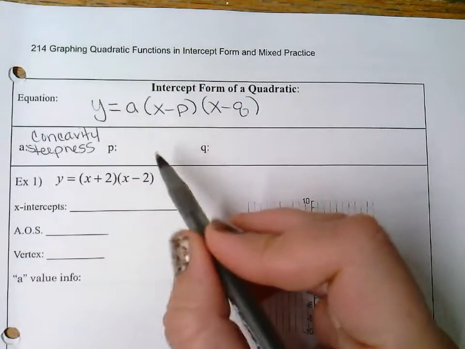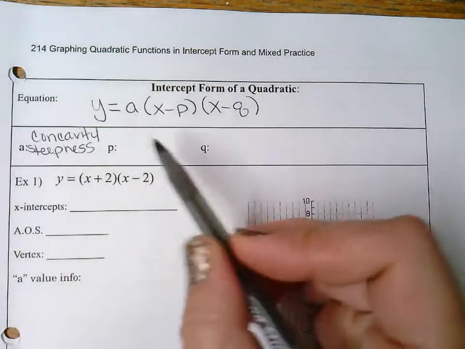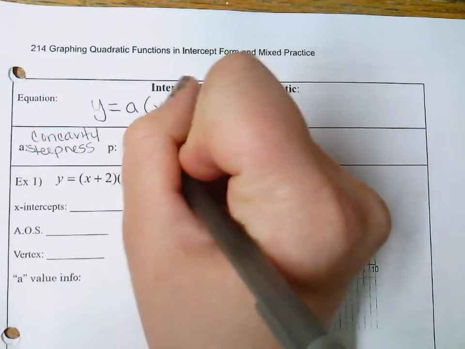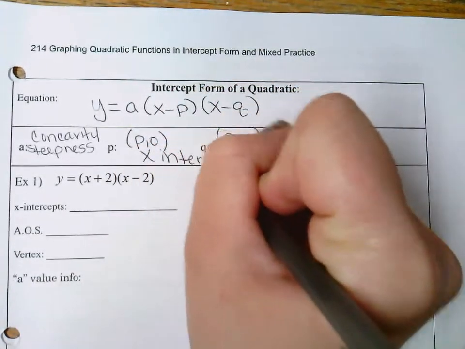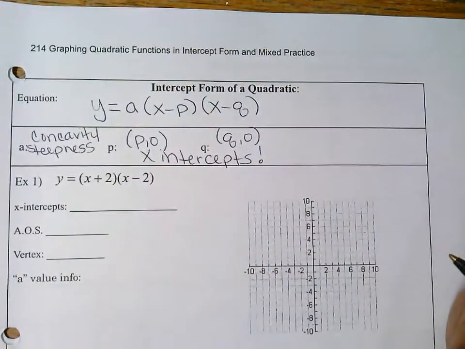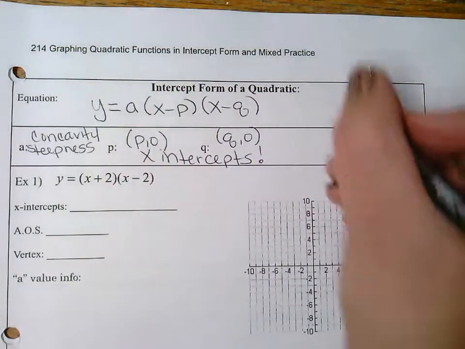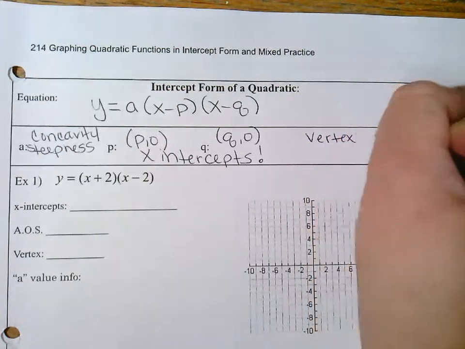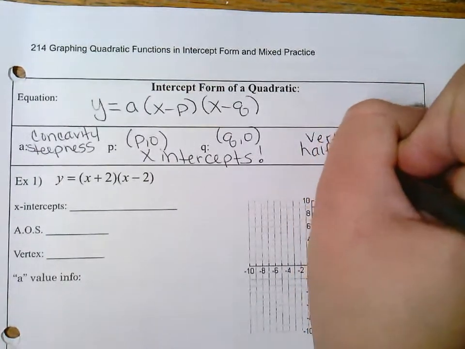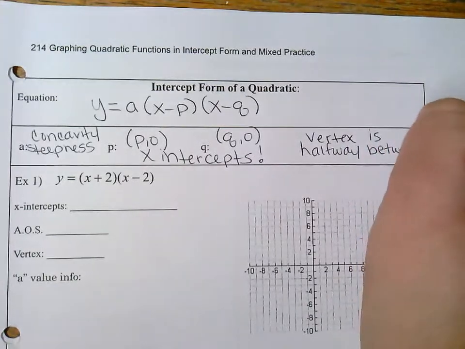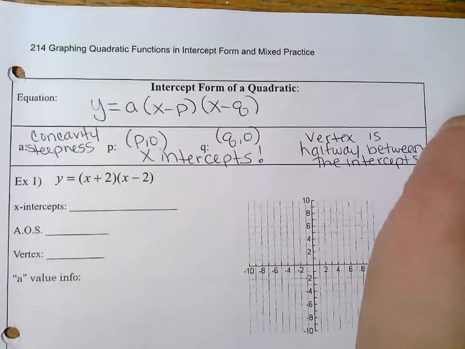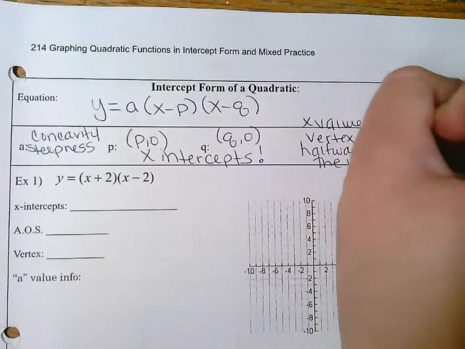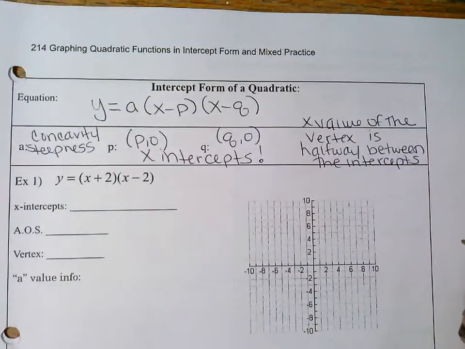All right, so p and q are the x-intercepts. p comma 0 and q comma 0 are the x-intercepts of your parabola. All right, so the vertex is halfway between the intercepts. I should say the x value of the vertex. So we're going to use the intercepts to basically find the line of symmetry for this parabola.